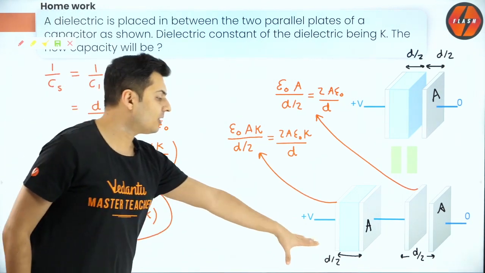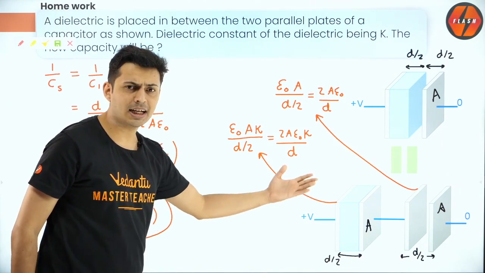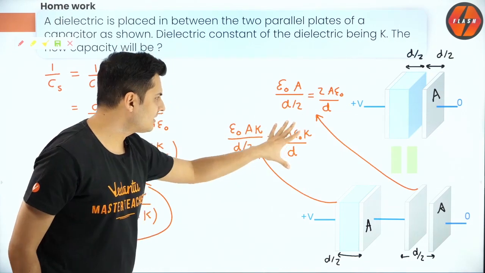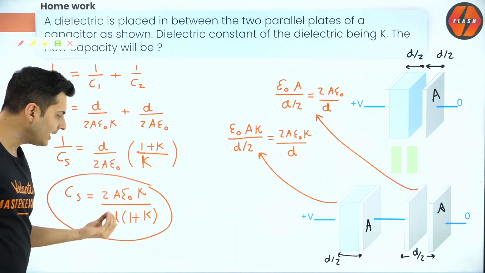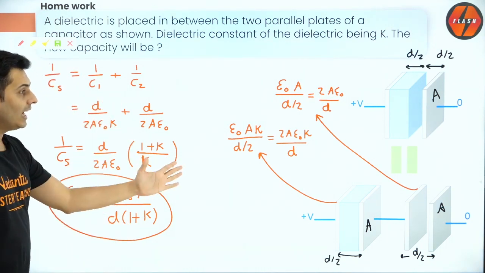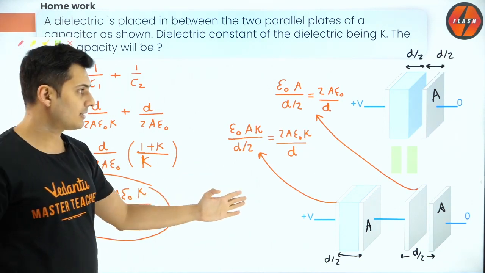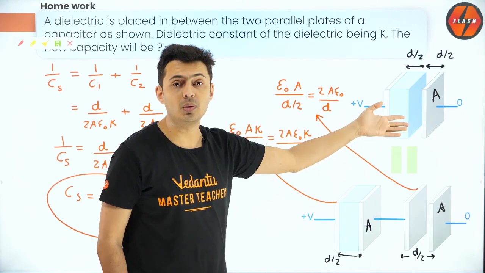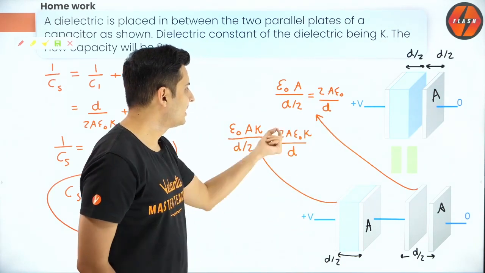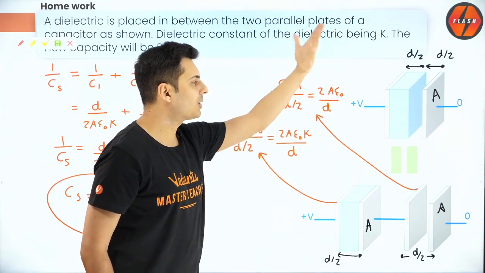If the distance was not D by 2, D by 2, if it was D by 3, 3D by 4 or something like that, you can accordingly change these things and you will accordingly get a different answer. So it depends on the variables being used. I hope you have understood the logic behind this. So now any type of problem like this, if there are two slabs, half is filled with K1, half is filled with K2, you can still do the same problem, just that instead of epsilon naught here, you will have epsilon naught into K2.